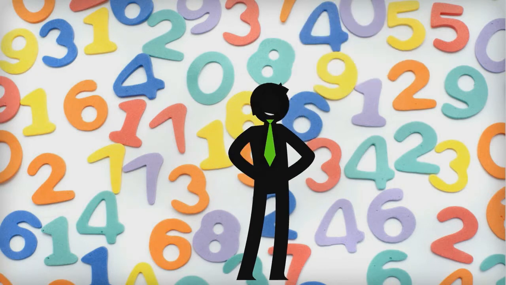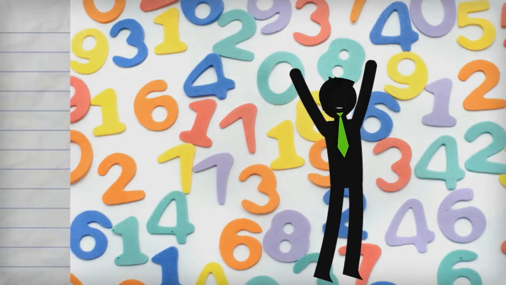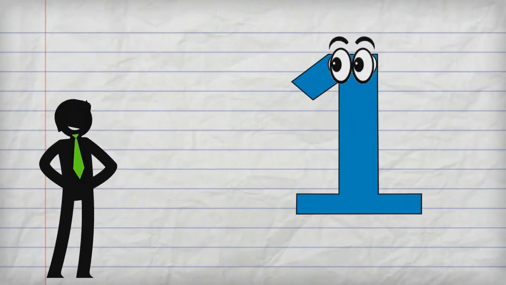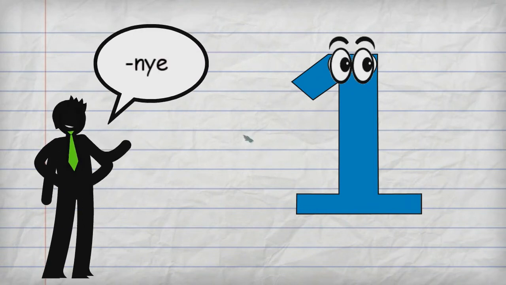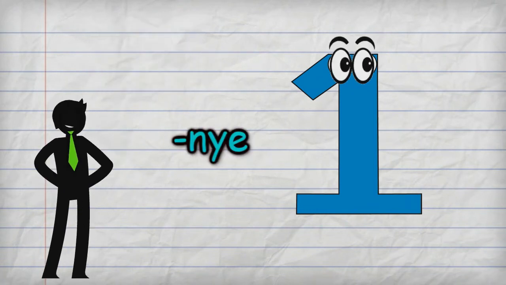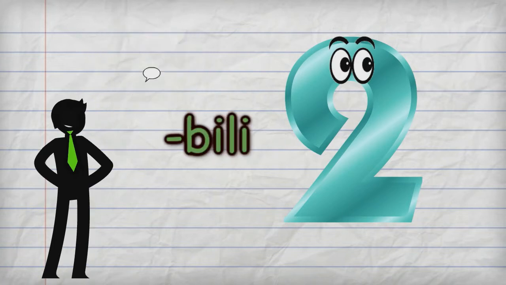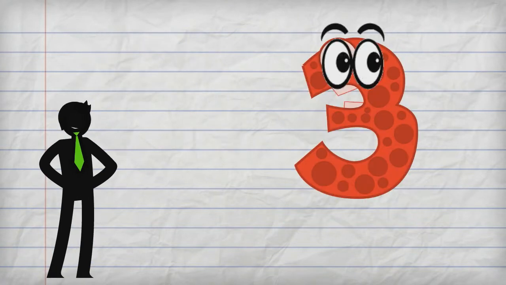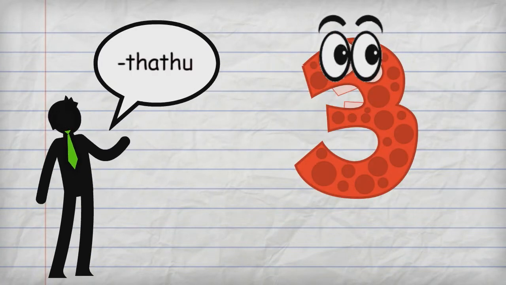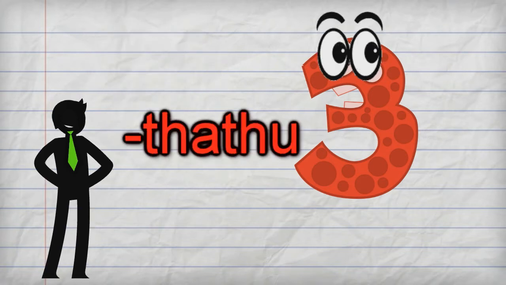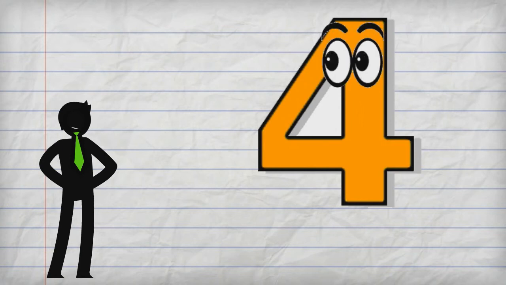Today we're learning the root words for numbers in isiZulu. Abuti, what is the root word for 1 in isiZulu? Nye. Okay, and what is 2? Billy. And 3? Tatu. And what is 4? Ne.